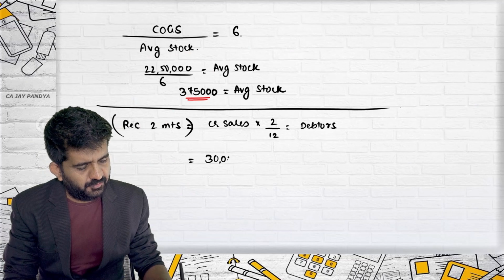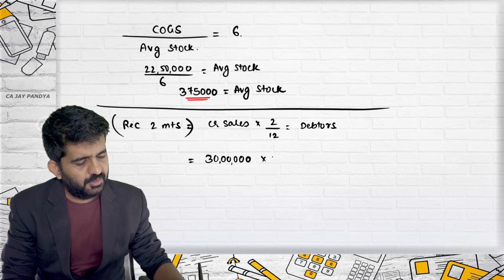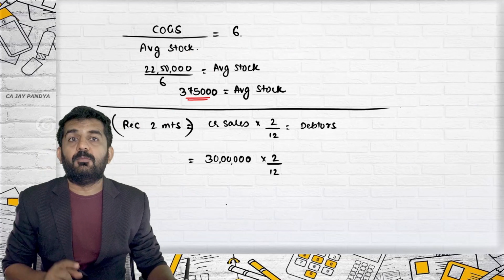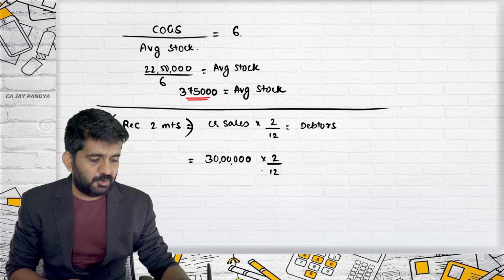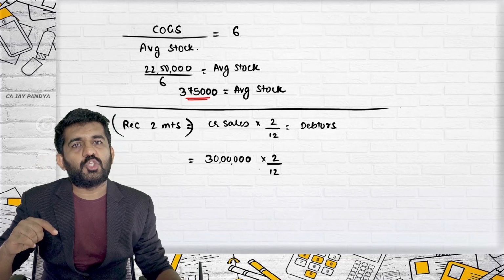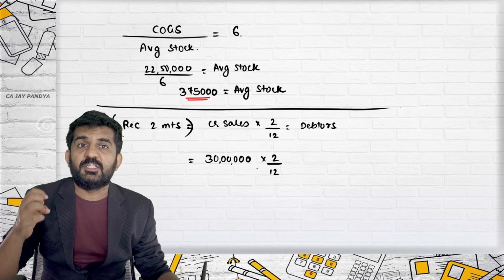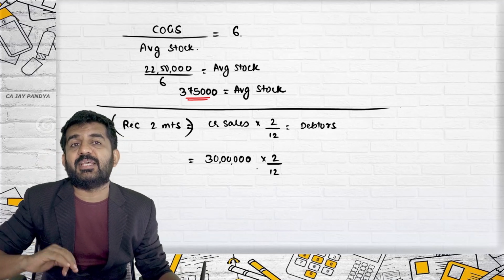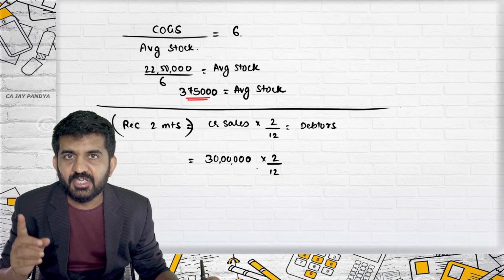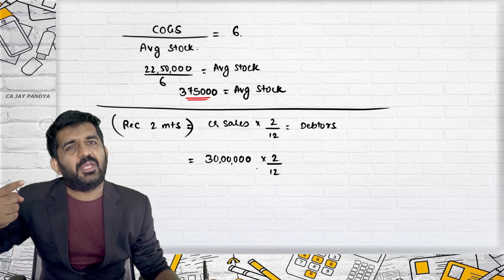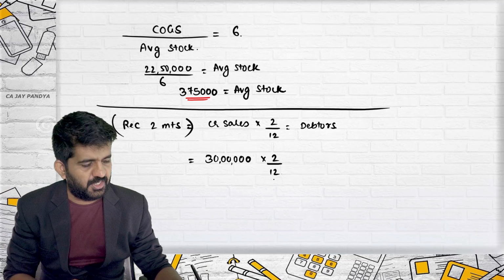See, now here you will not take COGS. Credit sales into 2 divided by 12. We have done this formula in accountancy, but you can even solve it by turnover ratio. So debtors turnover ratio, if it is 2 months, it is 6 times in a year, and you can even use debtors turnover ratio and find out the same answer.